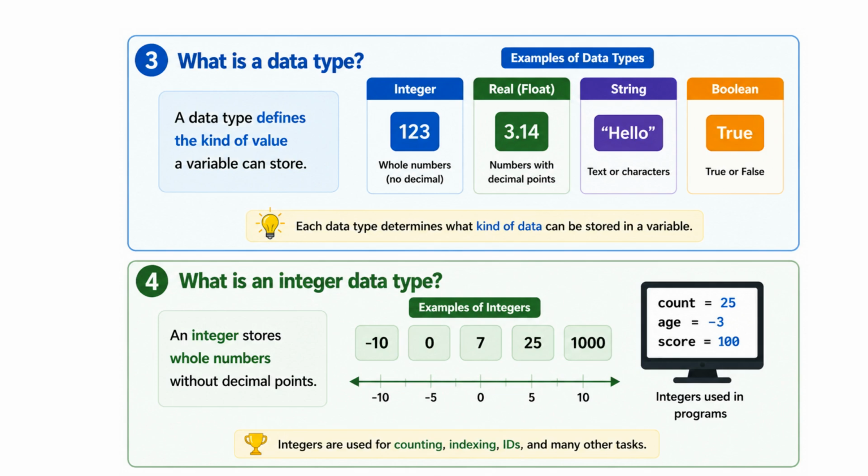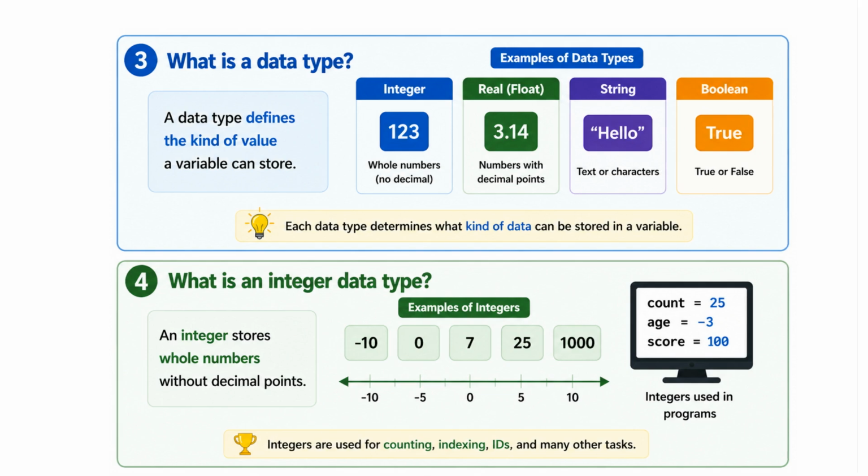Integers are very useful in programs for counting items, storing IDs, indexing positions, and performing mathematical operations. They are one of the most commonly used data types in programming. Let's look at some examples of integers.